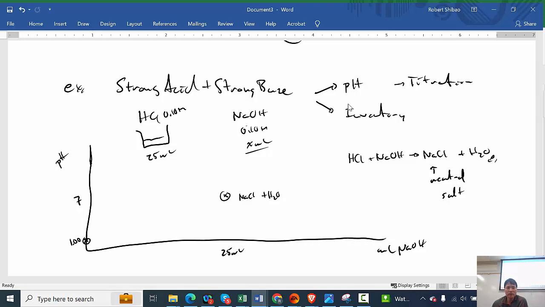All right, some of the points I want to hit in this case. So we did the initial. I want to do the half equivalence point.